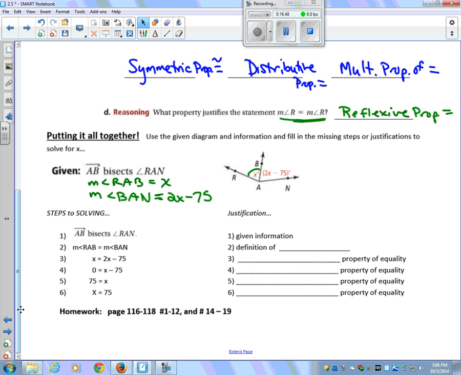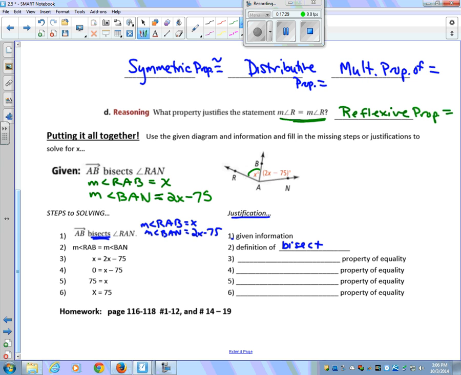So this is going to look a little bit like a proof now. First statement, ray AB bisects angle RAN. We could also put our added givens here: RAB equals X and BAN equals 2X minus 75. And the reason is just given. They told us that. Now we can say the measure of angle RAB equals the measure of angle BAN. Why? Because of the definition of bisect. Cut into two equal pieces, two congruent pieces.